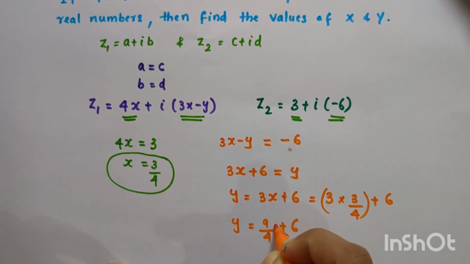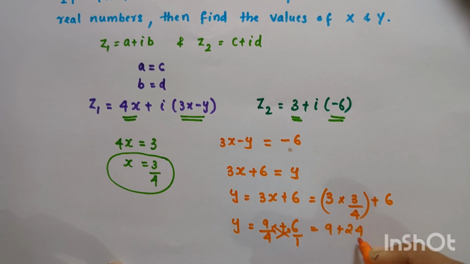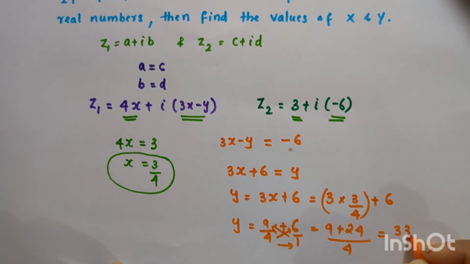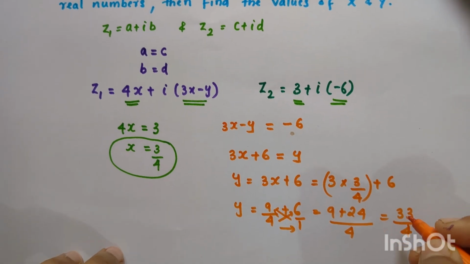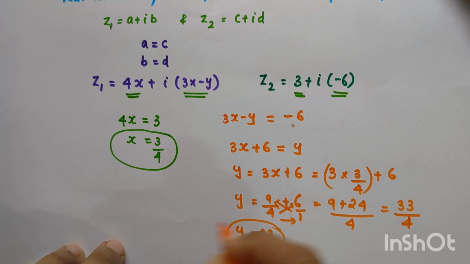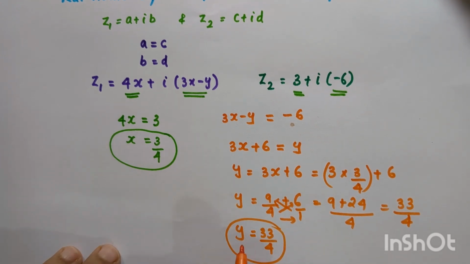Let us do the cross multiplication. So 9 plus 6, 6 means 6 by 1. So 1 9s are 9, 6 4s are 24, divided by 4 into 1, which is 4. So this is equal to 33 by 4. So the value of y is 33 by 4. Okay, so we got the value of x as well as the value of y.